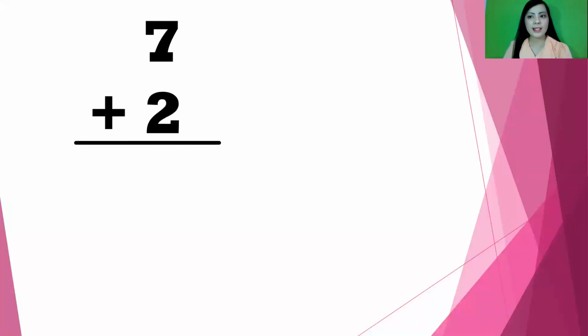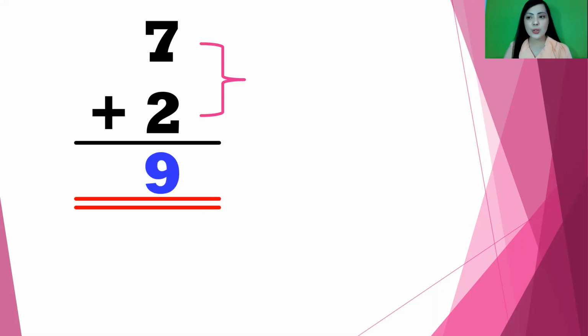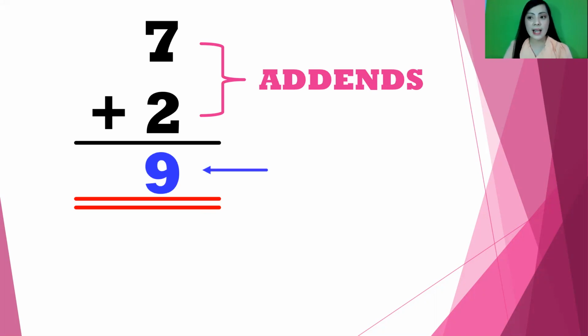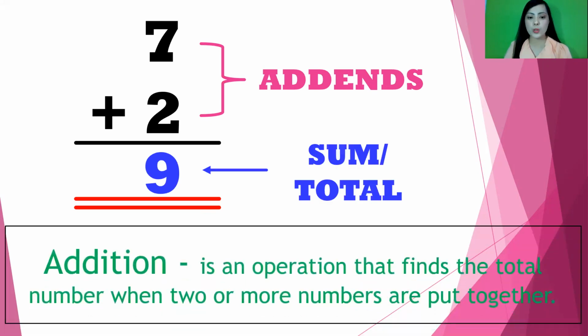Now, let's have a very easy example. 7 plus 2 is equal to 9. Very easy. 7 and 2 are what we call addends. The numbers that are being added together are called addends. Could be two numbers added together, two or more. Then the 9, the answer, is what we call the sum or the total. Addition is an operation that finds the total number when two or more numbers are put together.